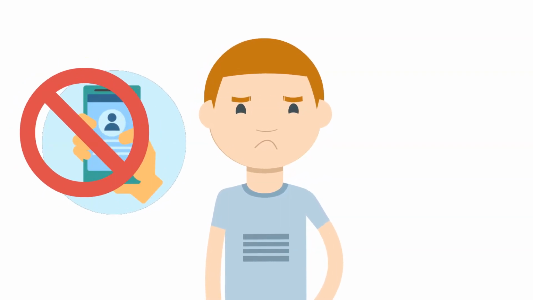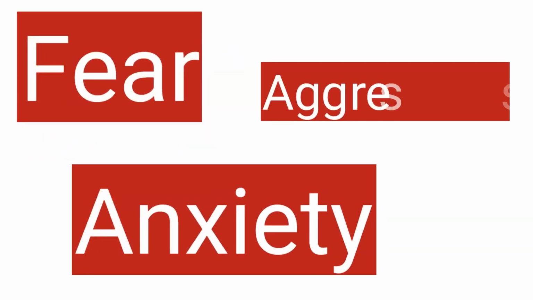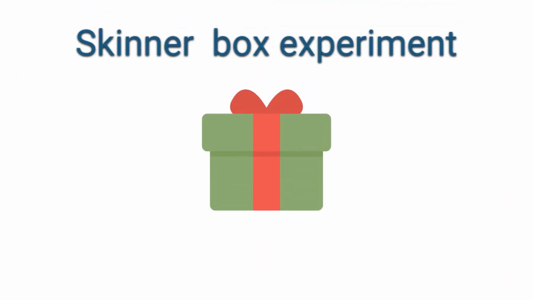The effectiveness of punishment in altering behavior depends on factors like the immediacy and consistency of its application. However, excessive or inappropriate use of punishment can lead to negative effects, such as fear, anxiety, or aggression. Operant conditioning, both reinforcement and punishment, is best showcased in the Skinner box experiment.